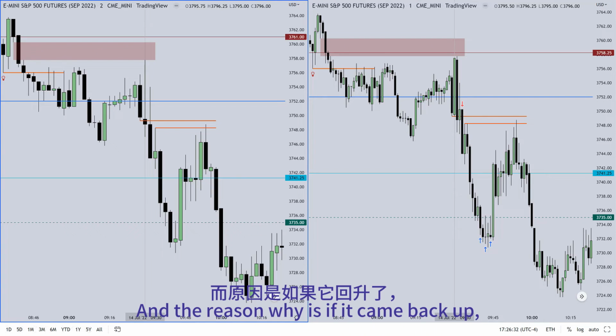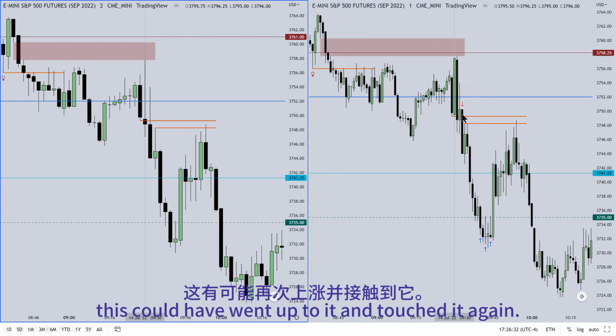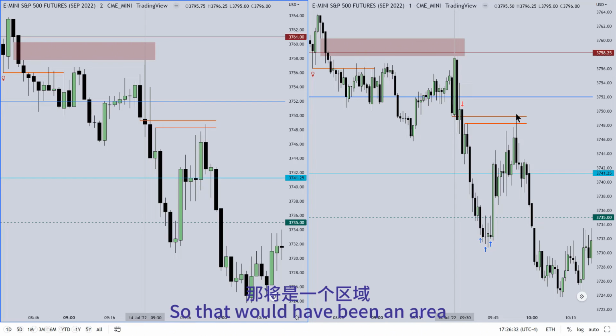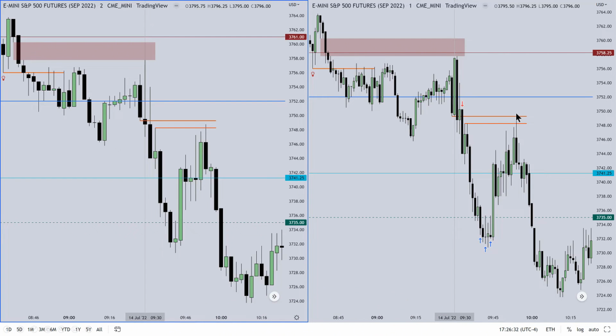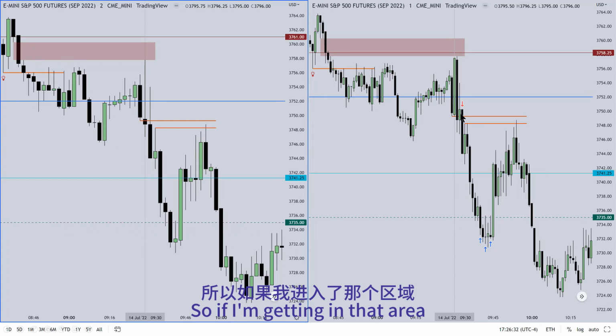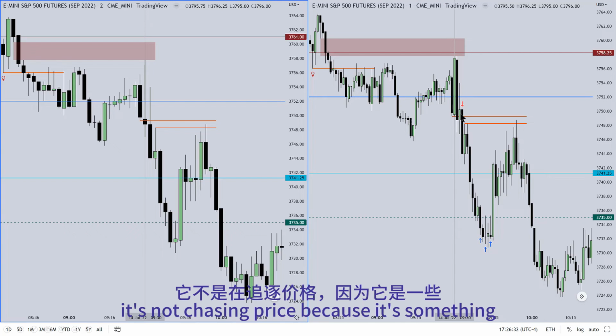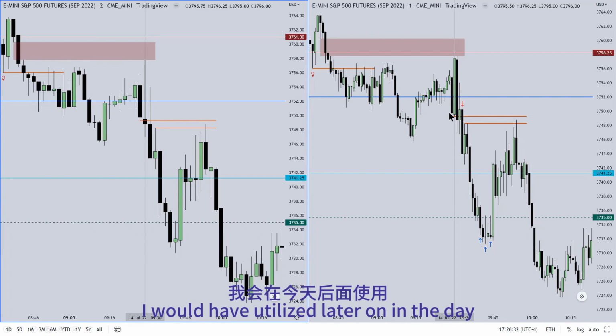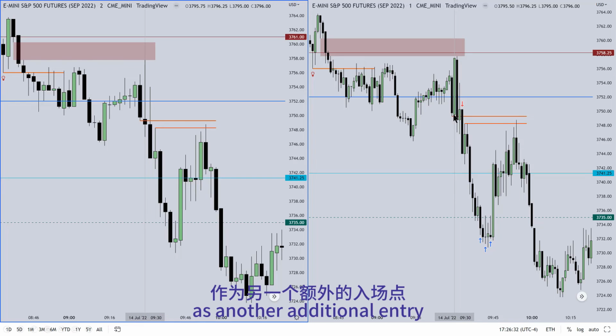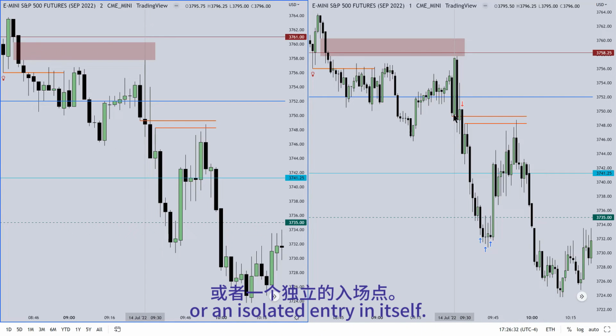When price was trading at or around it, I used that as my basis for entering short. And the reason why is if it came back up, it could have gone up to it and touched it again. So that would have been an area I would have gone short anyway. So if I'm getting in that area as a close proximity entry, it's not chasing price, because it's something I would have utilized later on in the day as another additional entry or an isolated entry in itself.